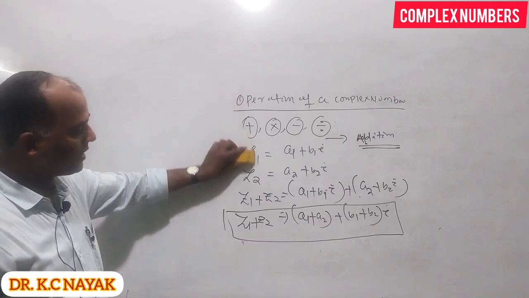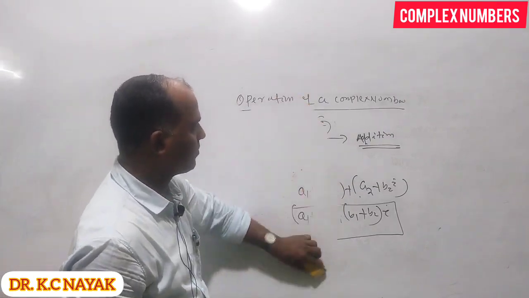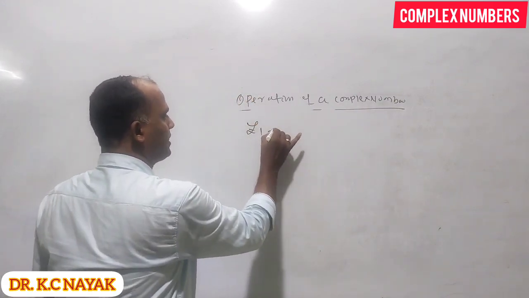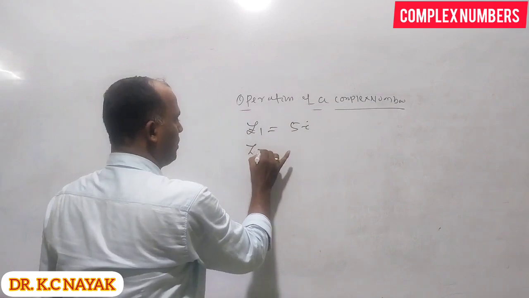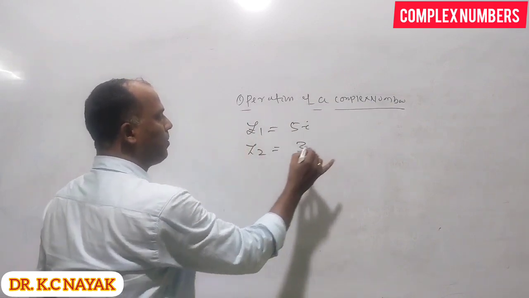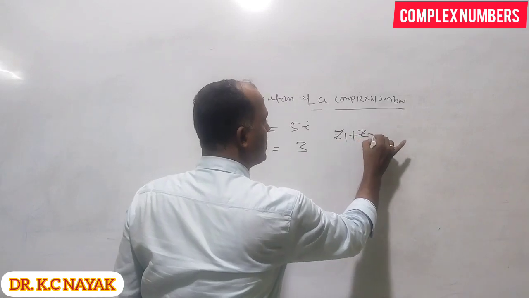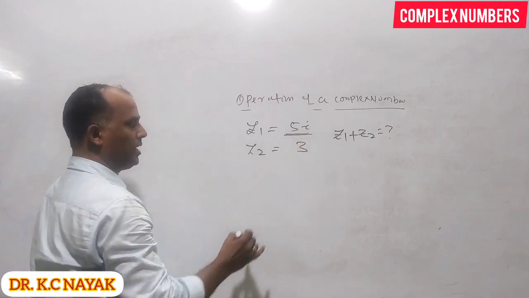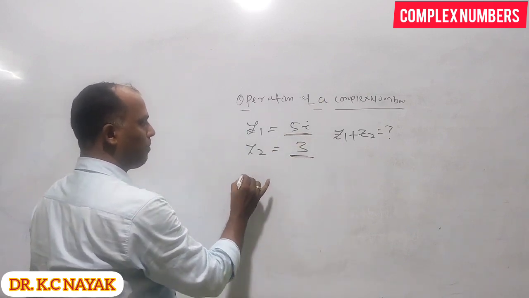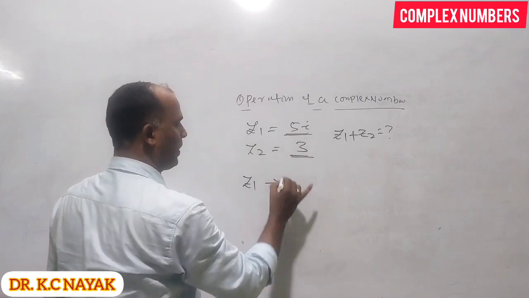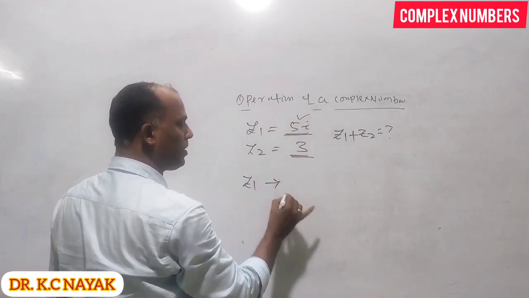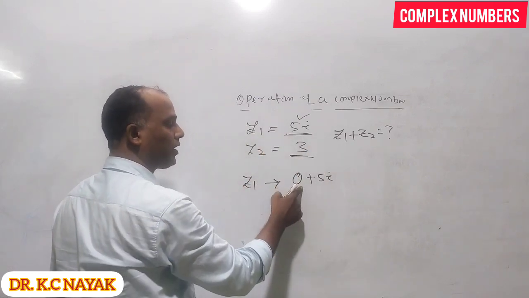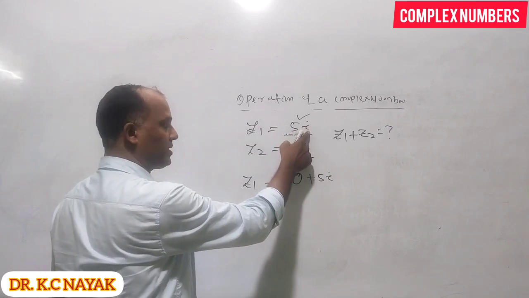Just I have an example of the addition operation. Suppose I have complex numbers z1 equal to 5i and z2 equal to 3. I want to add, z1 plus z2 is equal to what? First, z1 is a purely imaginary number and z2 is a purely real number. So first of all, we convert z1 to a complex number. How can we convert it? Because it is an imaginary number, we put 0 in the real part. This is 5i. Now z1 is converted to a complex number, but this 5i is an imaginary number only.